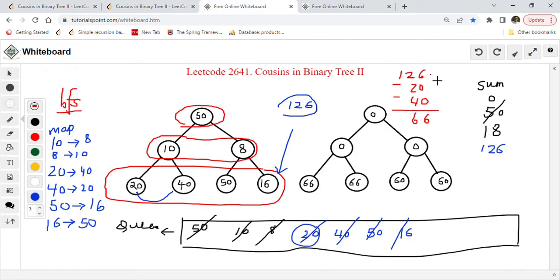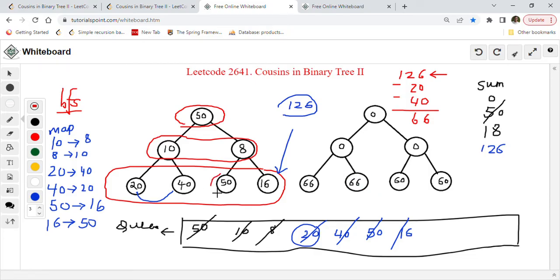So total sum of all the nodes on that level is 126. I know the current node I am processing is 20. I know its brother is 40, right? So I can subtract 60 from that total sum. So I will get 66 that I want to put here, correct? So I will put 66 here. Okay. So same thing for 40. 126 minus 40 minus 20, it will give me 66. So I will put 66 here, right? Because 40's brother is 20.